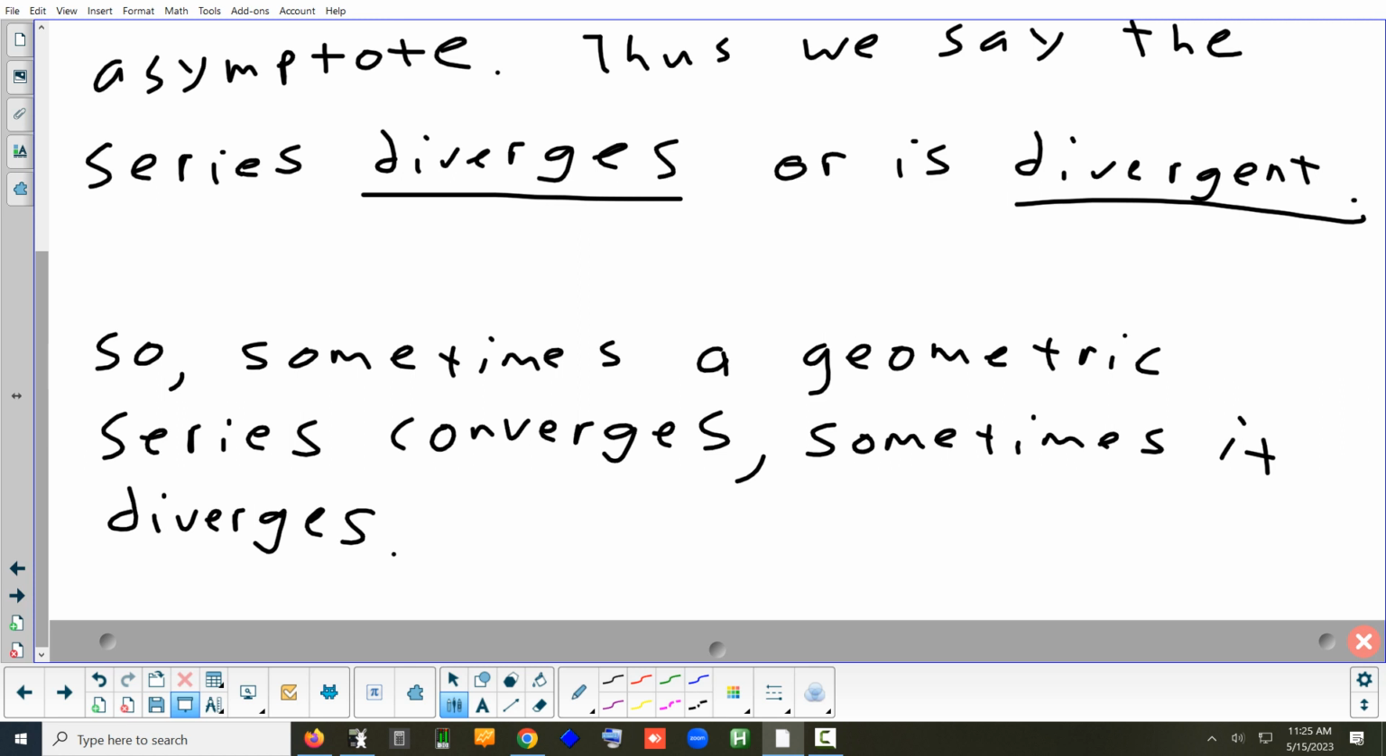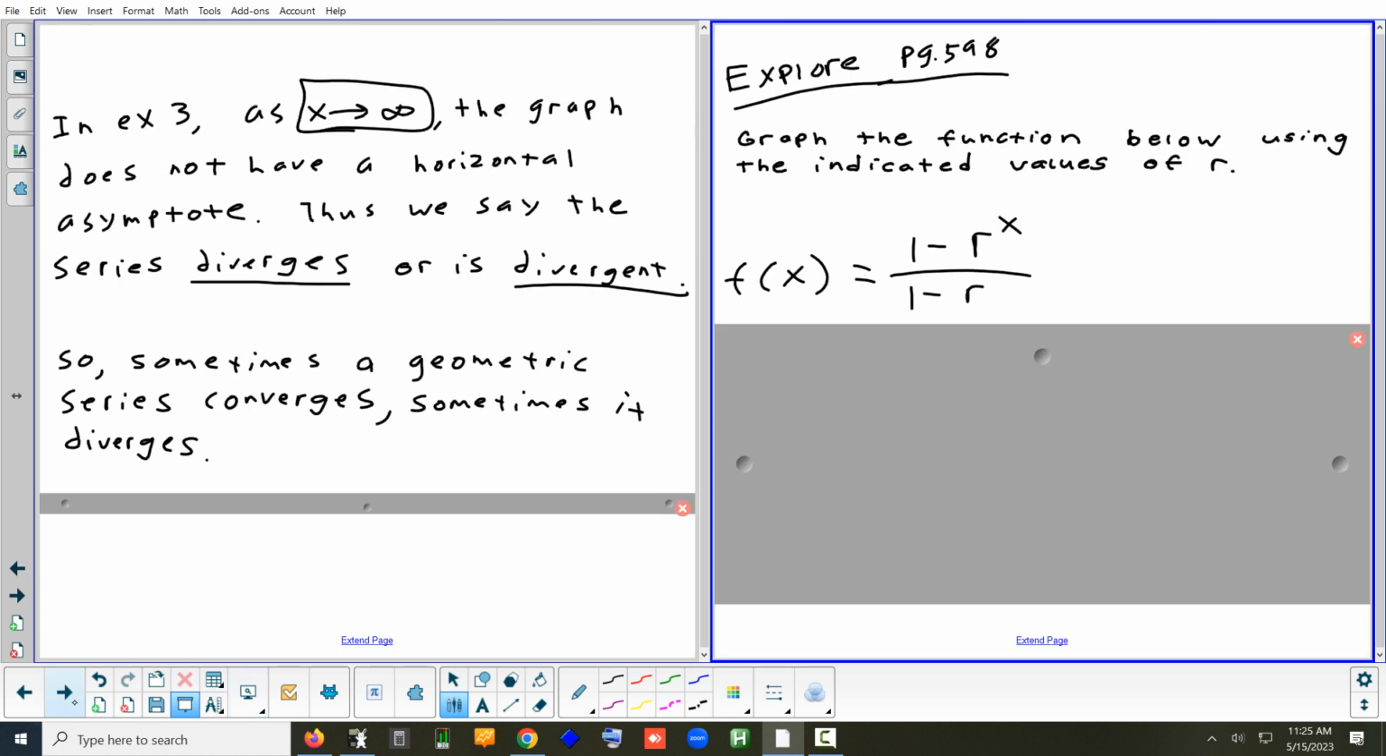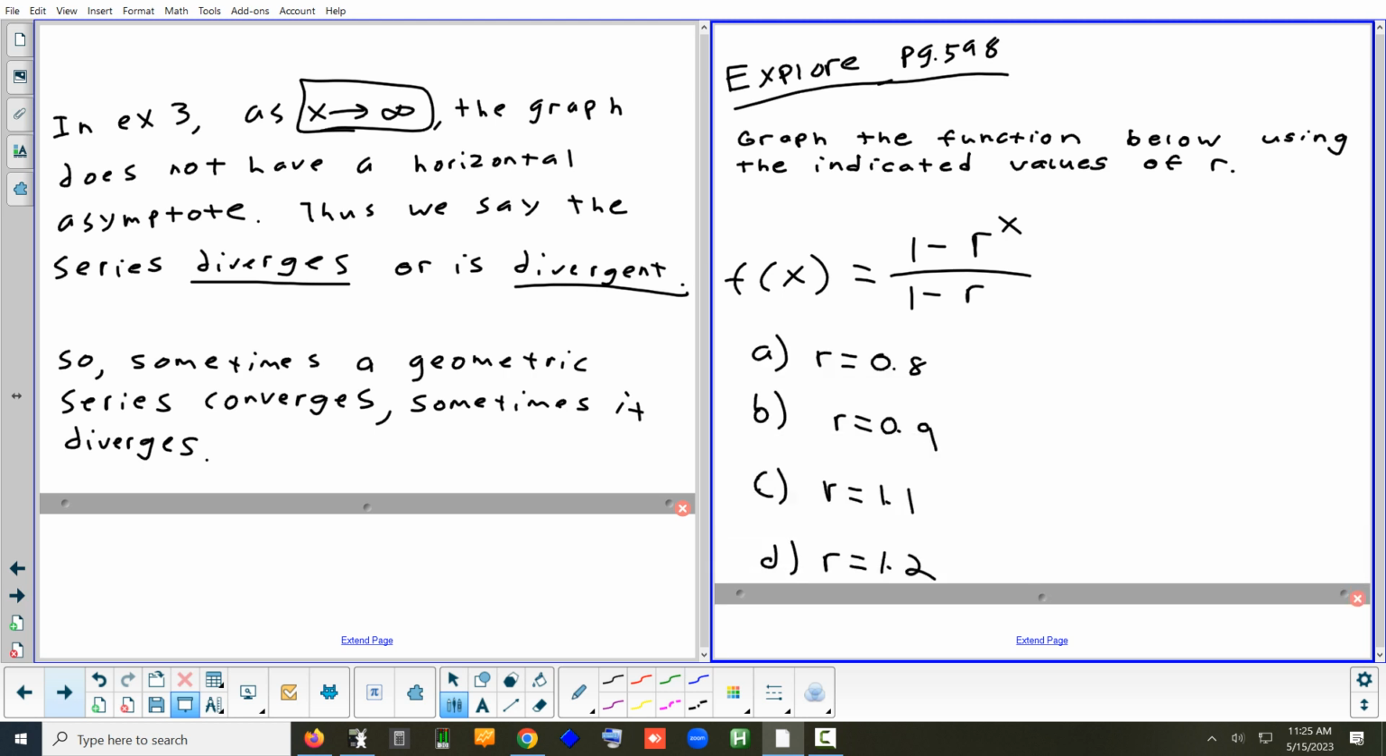So in the book, I think they had something next where you could practice on the graphing calculator, putting in different values for R, and then seeing what happens. But I think if we just look at the R value, I don't think you need to graph it to figure it out. So there's your formula for the sum of a finite geometric sequence. And if you plugged in 0.8 for R, do you think that would cause it to converge or diverge? Yeah, this would converge.